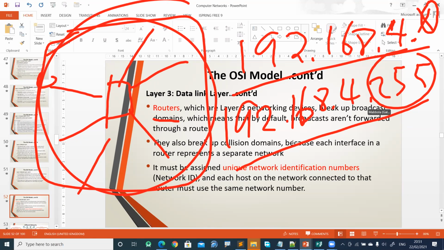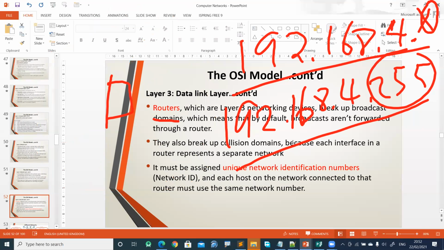This 255 cannot be given to a single computer, because if you want to broadcast to all the computers, you use 255. So a computer which is going to talk to all the computers in this network has to use 255 to communicate to all those computers in this network.